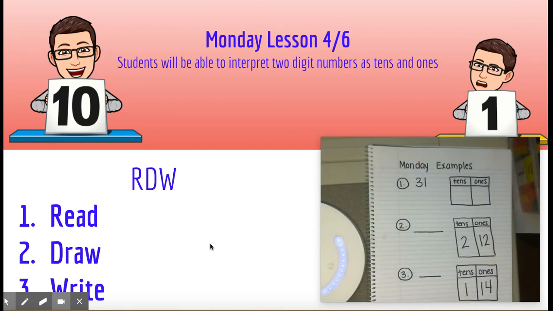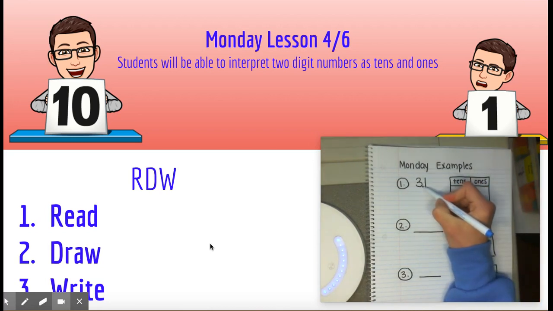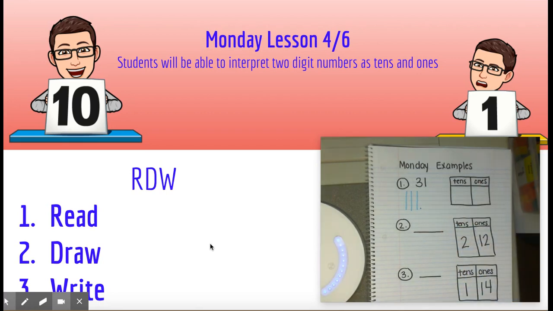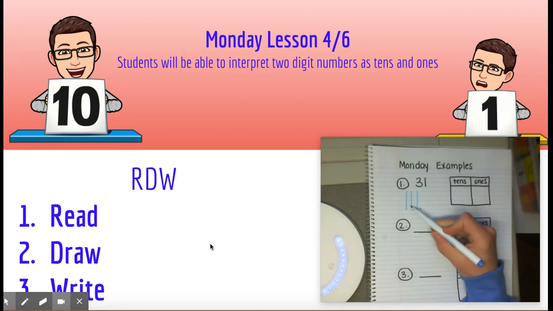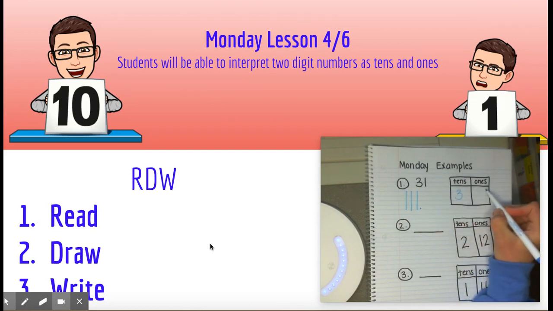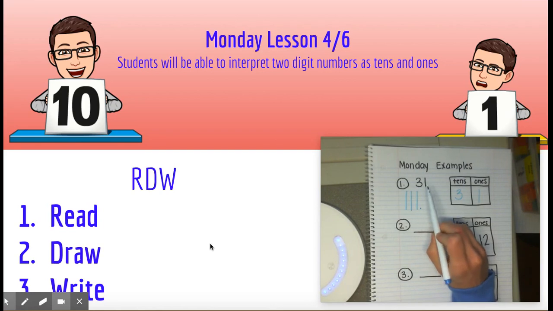Now we're going to draw 31 using quick 10s and 1s. So I see 10, 20, 30, 31. And we know that there are 3 10s and 1 1. And I can check it. I see 31, and this says 31.